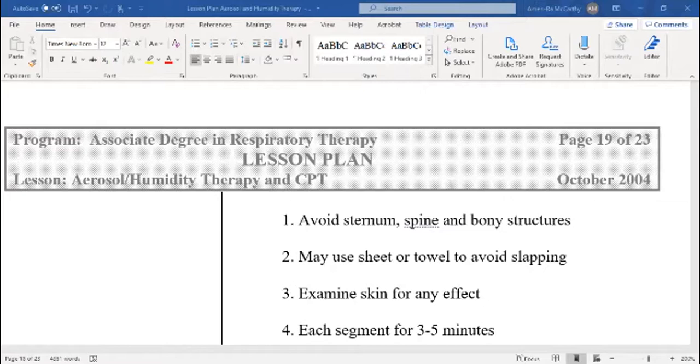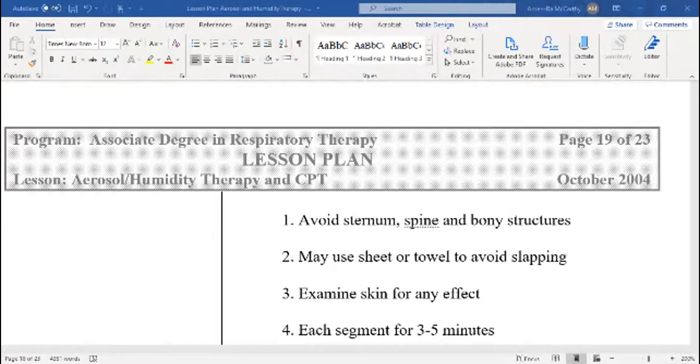But either way it goes, you want to avoid the sternum, number one. Avoid the sternum, the spine, and any bone. You don't want to be doing it over somebody's clavicle, right? That'll hurt. Or the scapula or their sternum. First of all, it might hurt, but second of all, you ain't doing nothing. There's no lung right there, right?